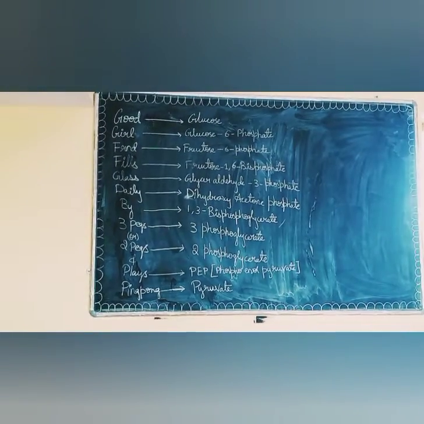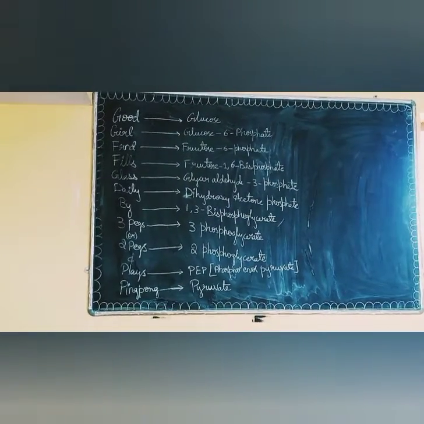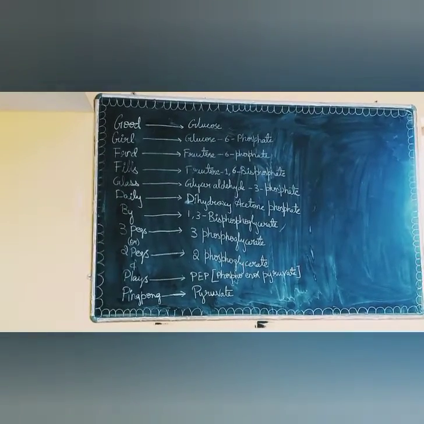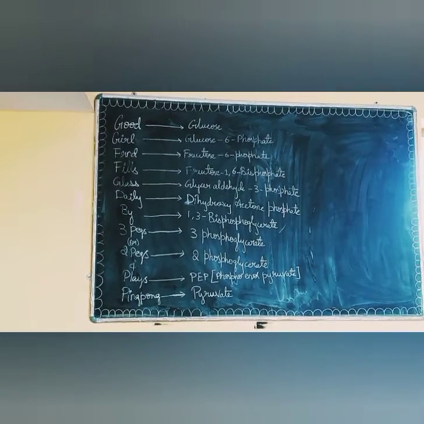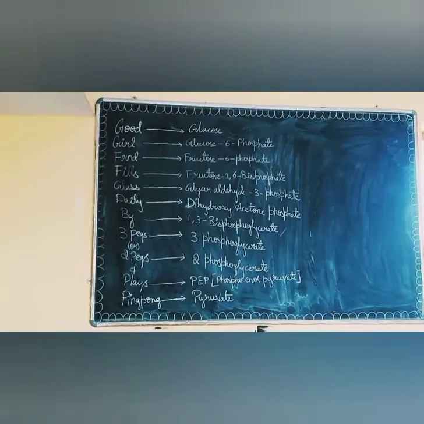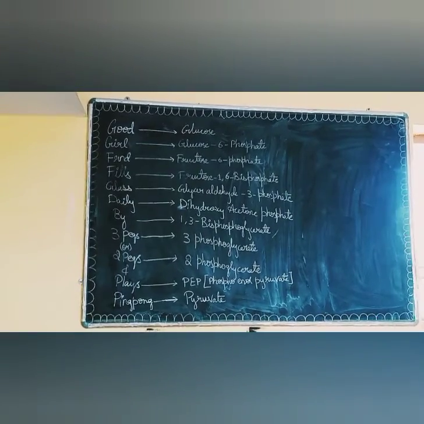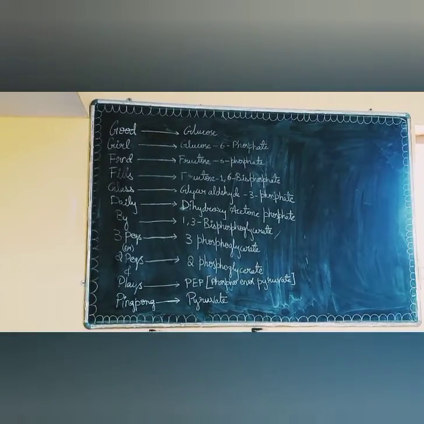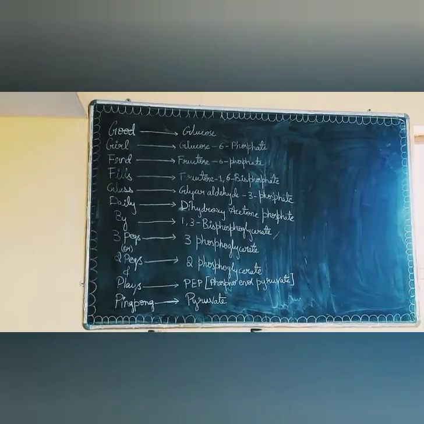Glycolysis is just the breakdown of glucose. The scheme of glucose breakdown was given by three scientists: Gustav Embden, Otto Meyerhof, and J. Parnas. So it is not only called glycolysis but also known as the EMP pathway. E means Embden, M means Meyerhof, P means Parnas. So we can call it the EMP pathway also.